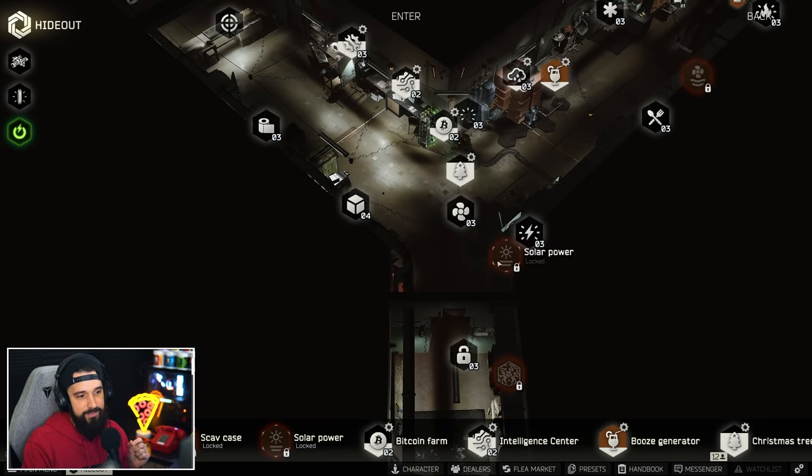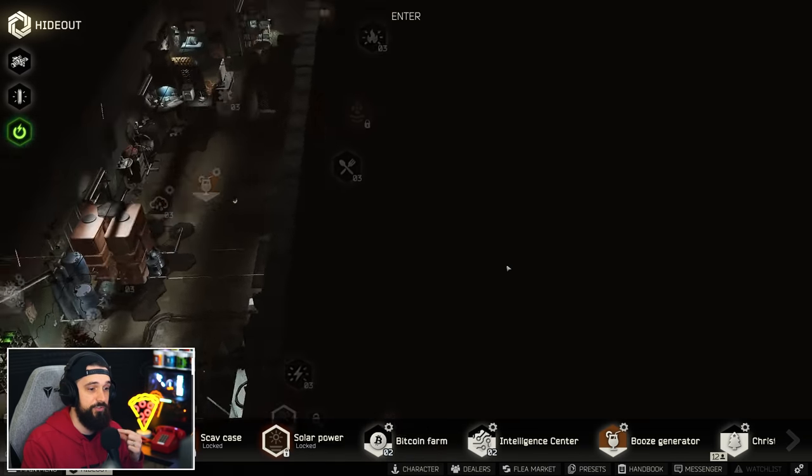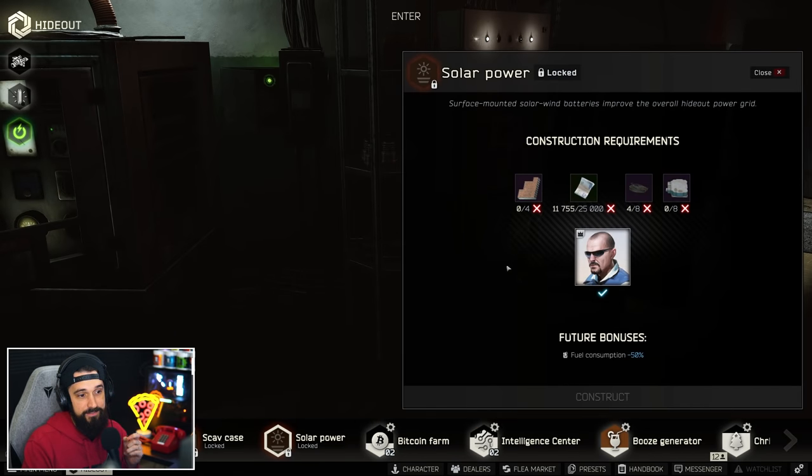Additionally, it's because solar power is required for Bitcoin Farm level 3 to even construct it. And this is another thing that they've done. They've nerfed, I guess, solar power, made it much, much harder to get. You need 4 AESAs, and then filters and military cables, and 25,000 euros. 25,000 euros is a lot of money.